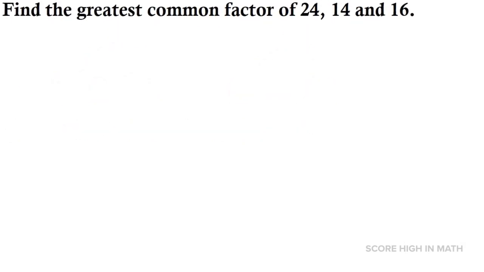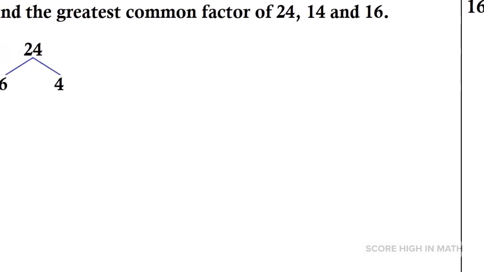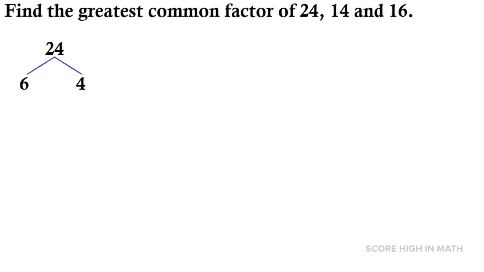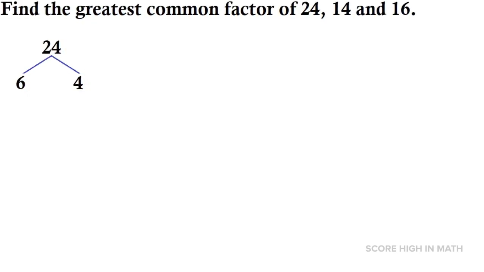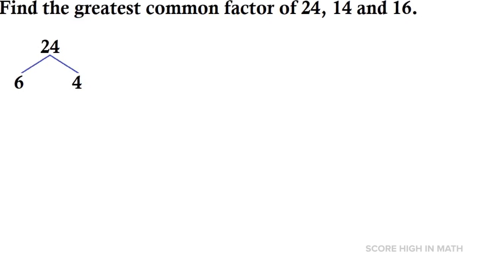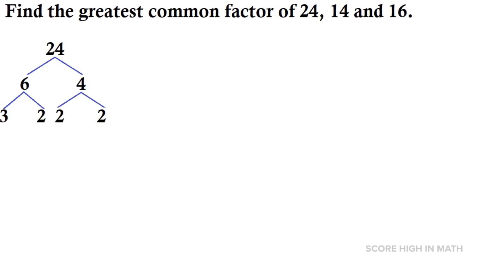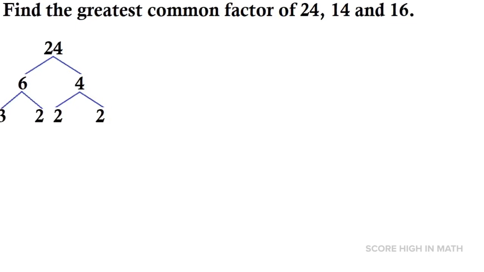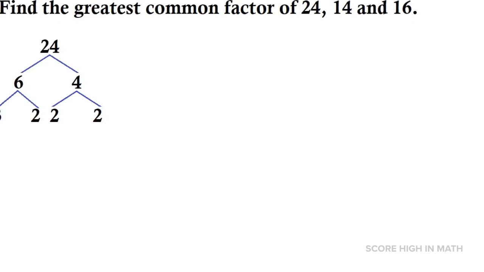Let's work on another example again so that you're going to master the steps. Find the greatest common factor of 24, 14, and 16. Let us work on 24 first. The factors of 24 are 6 and 4. And the factors of 6 are 3 and 2. And the factors of 4 are 2 and 2. These are now the prime factors.